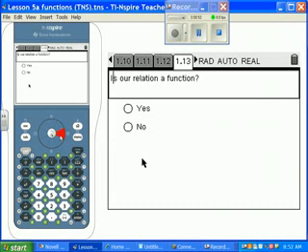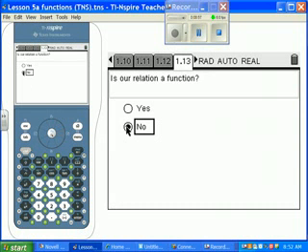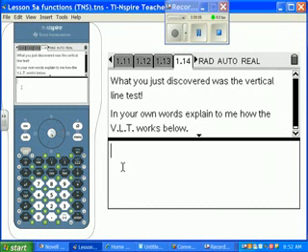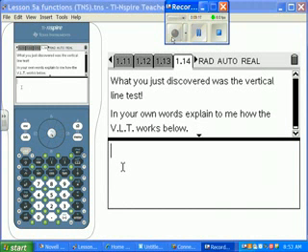Okay, so was our relation a function? No, it was not. What you just discovered was on the next page. All right, so what you just discovered was the vertical line test. Some of you already got to that point. That's awesome. In your own words, explain to me how the vertical line test works. So bottom half of the page, in your own words.